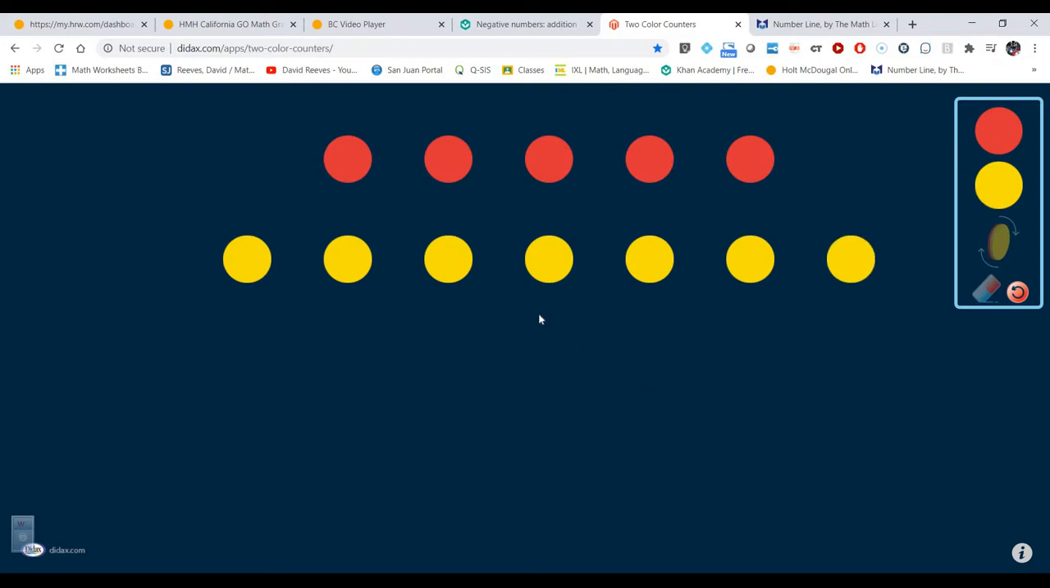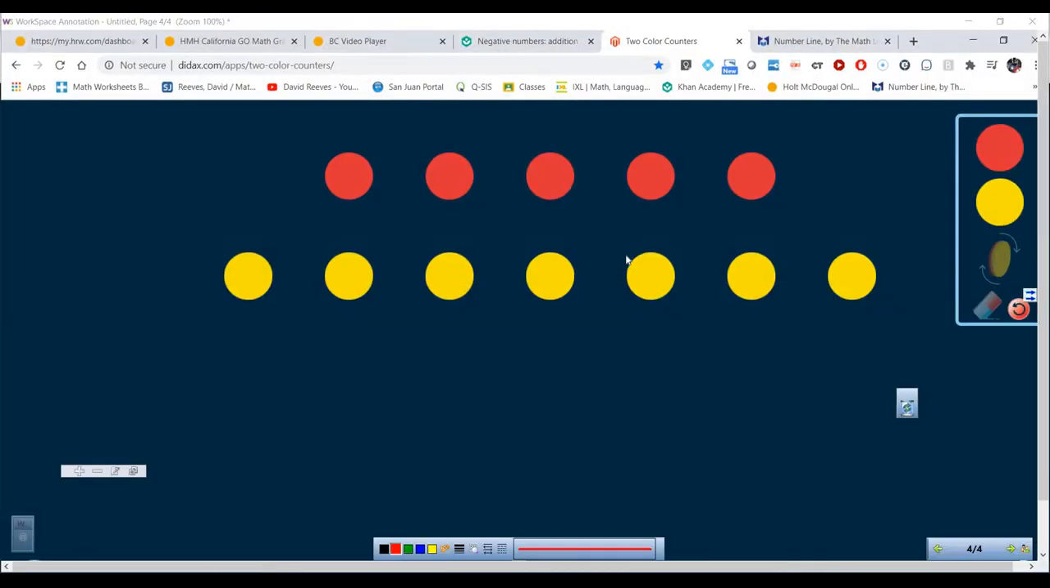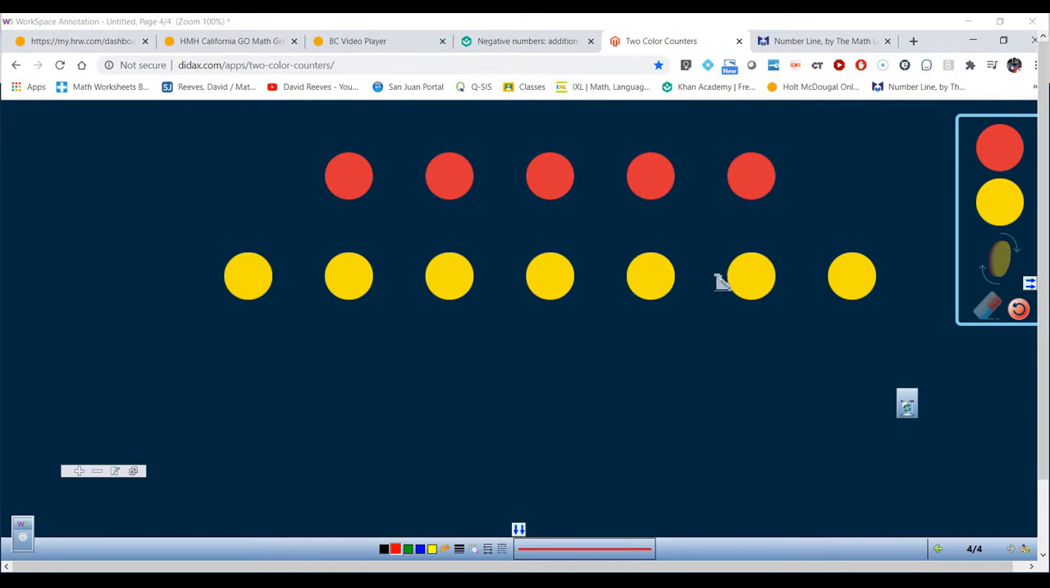All right, so just by looking, what do you see? I have more yellows, right? The fact that I have more yellows means my answer, when everything is said and done, is going to be positive. So let me write what we have here. We have -5 plus +7, and we want to know what that is. So what are we going to do here?